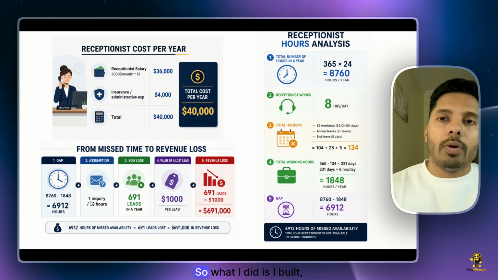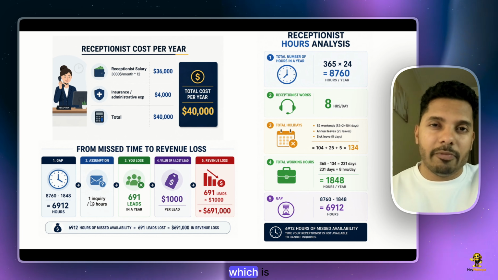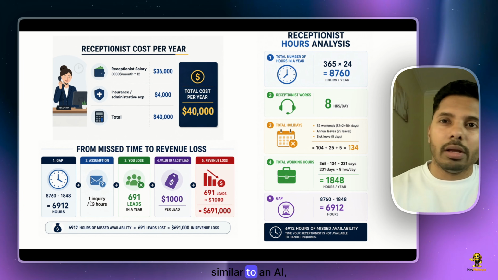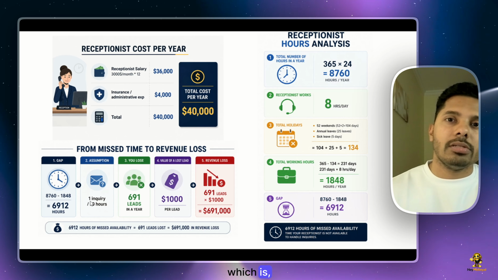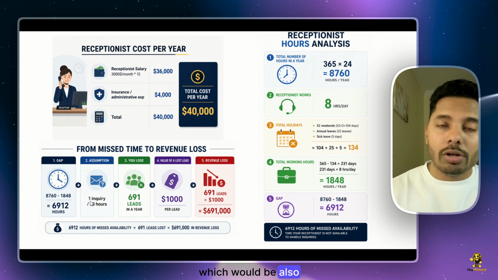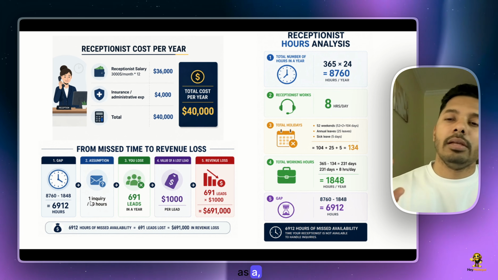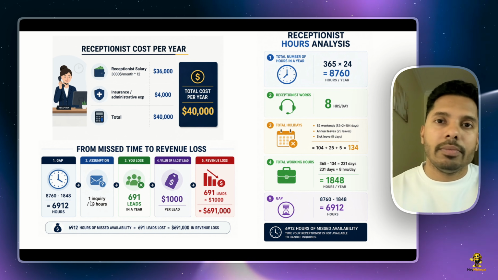What I did is I built a simple voice AI assistant, which is similar to an AI receptionist, which can handle calls and which would also be installed on their website as a simple widget.